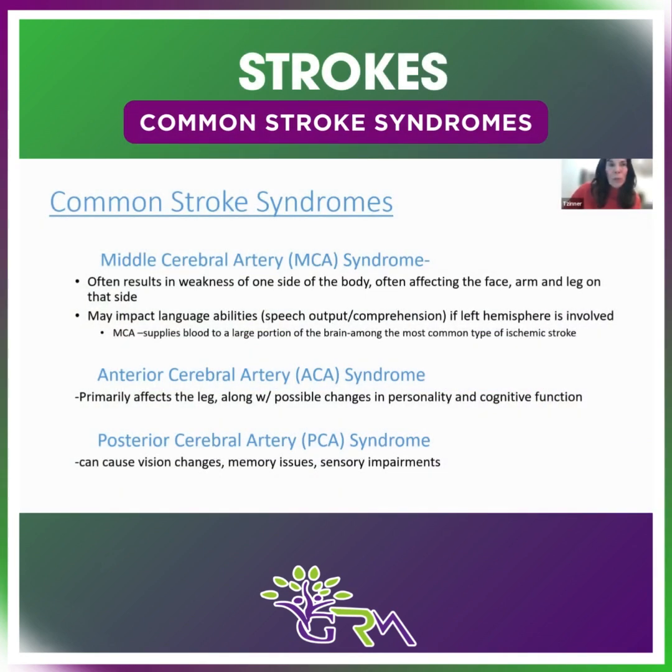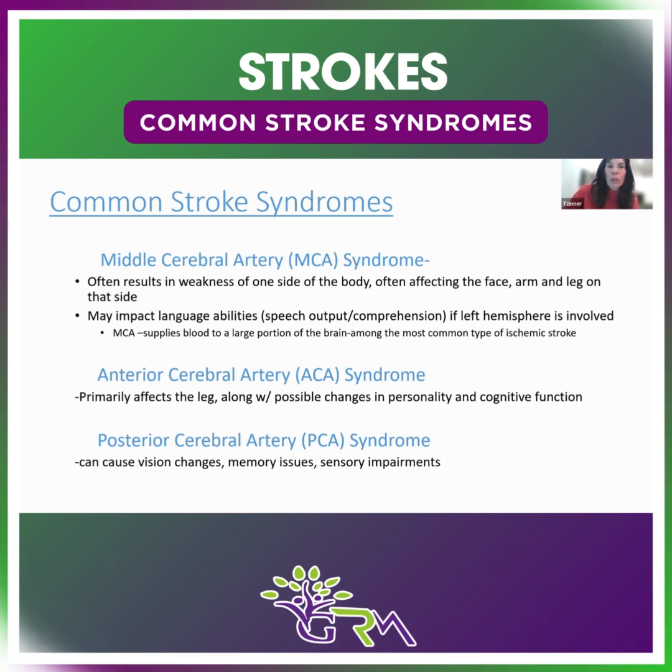Common stroke syndromes, again, in terms of what you see with a stroke, really depends on what artery is blocked. But there are some more common syndromes than others. A middle cerebral artery syndrome. So there's three main arteries to the cerebrum, to the main part of the brain: the middle cerebral artery, the anterior cerebral artery, and the posterior cerebral artery.